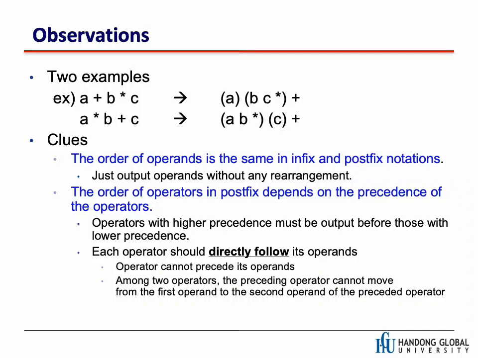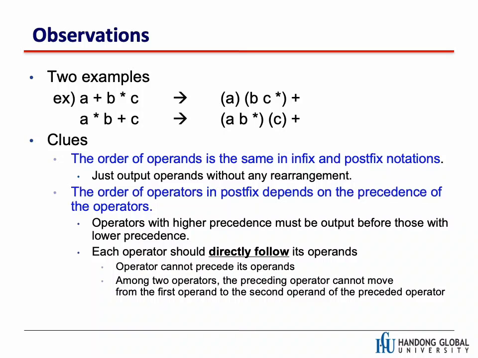And in the second expression, a times b plus c, again a recursive interpretation is helpful. But anyway, with these examples, we can get some clues. First, the order of operands is the same in the infix and the postfix notations, as I said a couple of times. So just output operands without any rearrangement. Whenever we see an operand, we just pass it to the postfix notation.